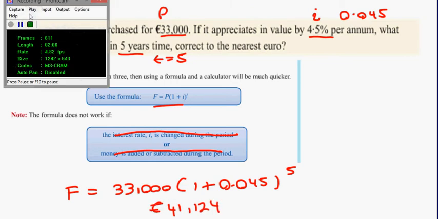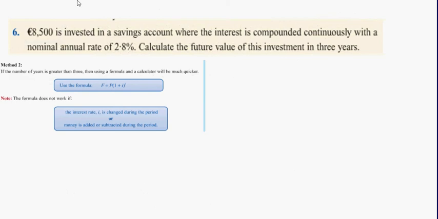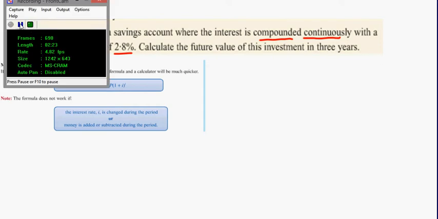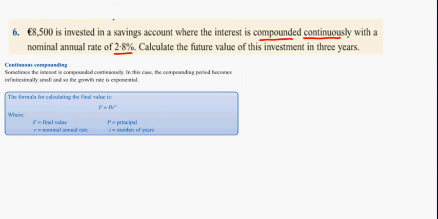Okay. Now the next one is: 8,500 is invested into a savings account where the interest is compounded continuously with an annual rate of 2.8%. Calculate the future value of this investment in 3 years. Now compounded continuously means a different type of compounding. Sometimes the interest is compounded continuously. In this case, the compounding period becomes infinitesimally small, and so the growth rate is exponential.